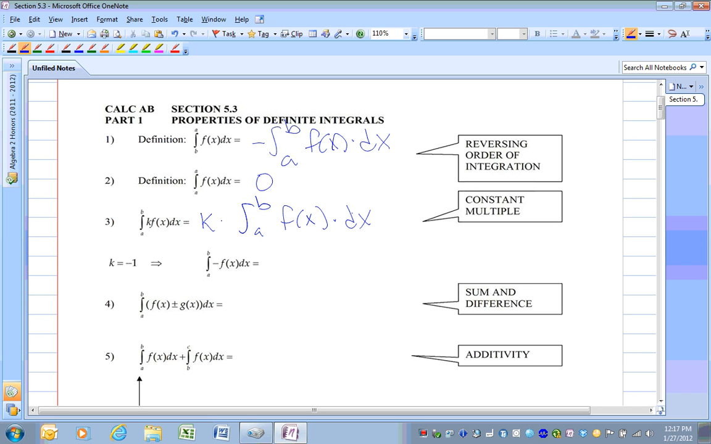So in this case, if your constant was negative f of x times dx, you can write it like this if you want. Or you can also write it like this if you want to get a little creative. So that's just utilizing the first property as well. I switch A and B.